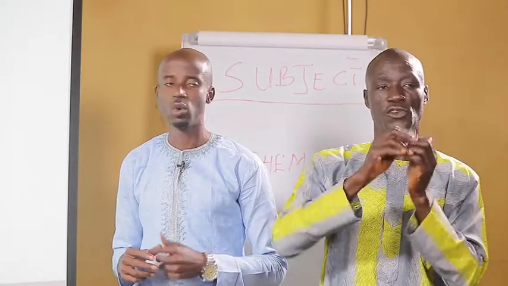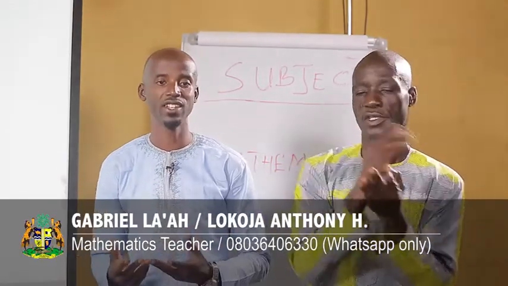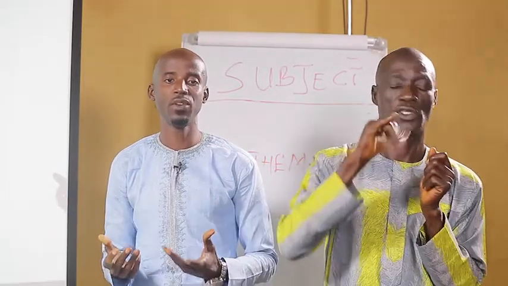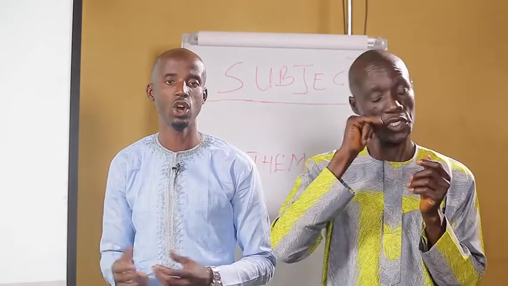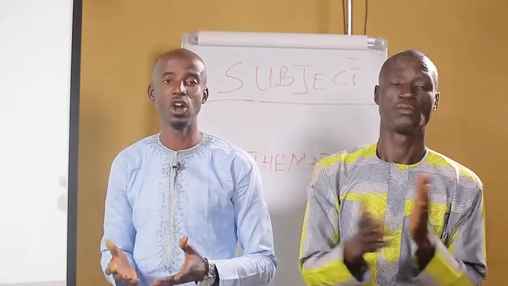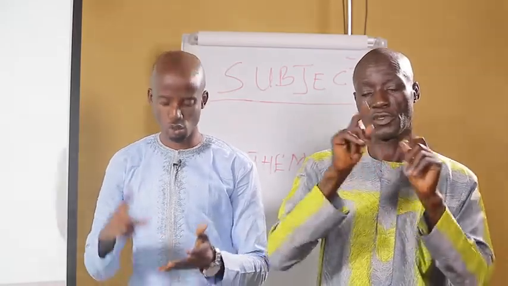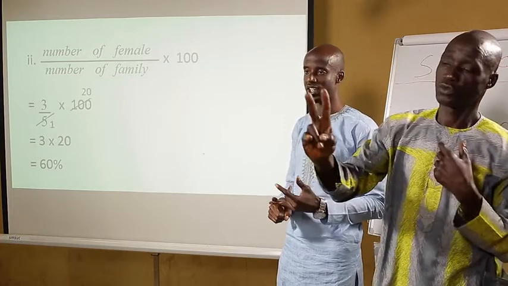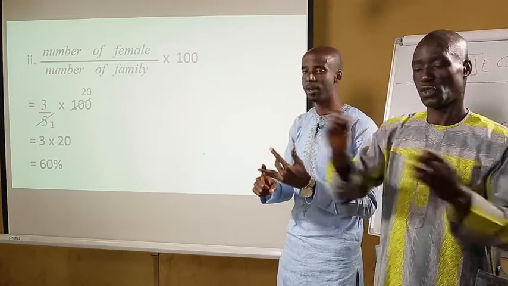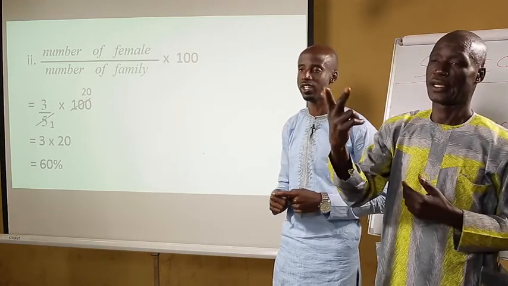Number 2, we are asked to find the percentage of the female in the family. And from the question, who is a female? A female is either a girl or a mother. They are all female in the family. So now, from the question, we have the mother and we have 2 daughters. So when you add the mother plus the 2 daughters, we have 3 females in the family.